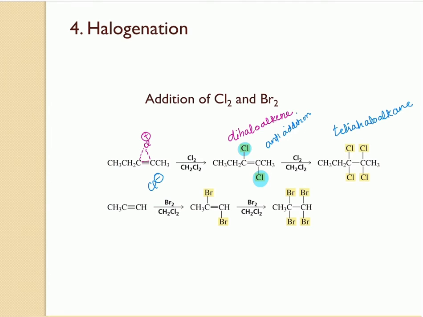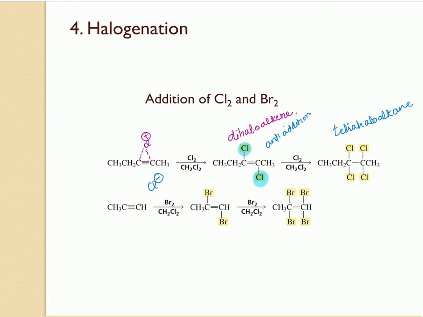The second electrophilic halogenation reaction also happens exactly in the same way, where again it's going to form the chloronium ion, and the Cl minus is going to go and attack on a side that's opposite to that of the three-membered ring structure and break open the ring.